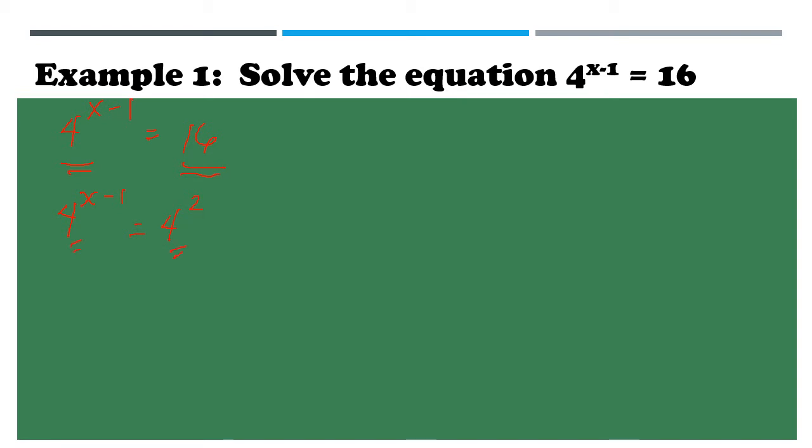And then, after making our base the same, kukunin na natin ang kanilang exponent. So, x minus 1 equals 2. This is the exponent on the left side of 4 and 2 is the exponent of 4 on the right side. And then, pwede nating isolve ang x. Ang x natin, we are going to transpose negative 1 to the right side. So, x is equal to 2 plus 1. So, what is now our x? X is equal to positive 3. So, this is the value of our x in the equation.